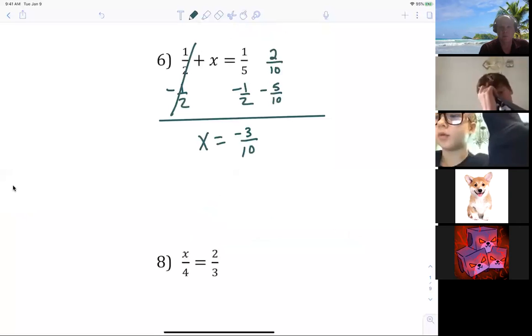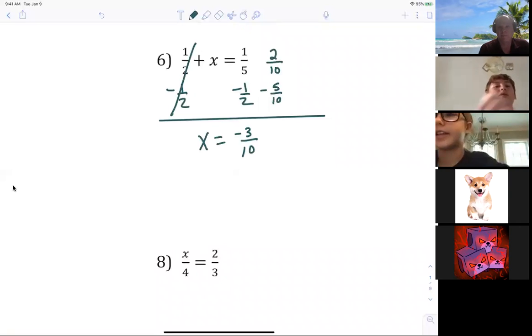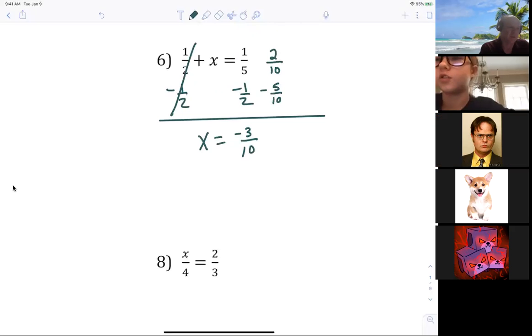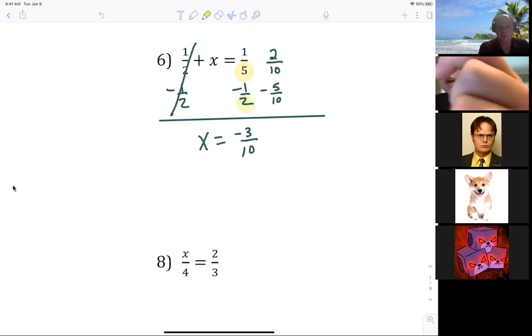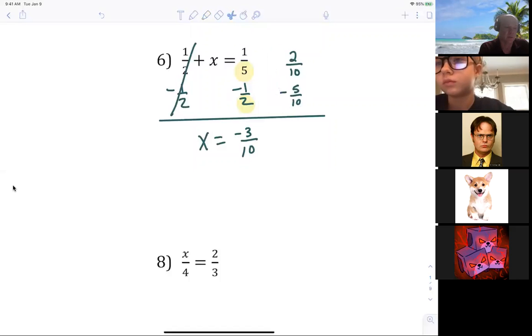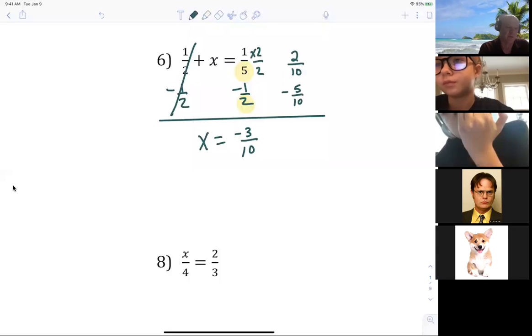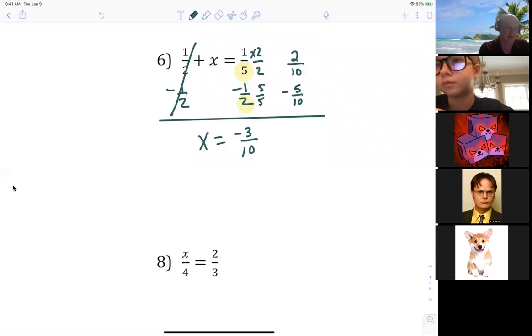Any issues? I don't get that one. What's that? I don't get that one. So this is just getting a common denominator. So the common denominator with 5 and 2 is 10. So in other words, you're multiplying the first fraction by 2/2 and the second fraction by 5/5.